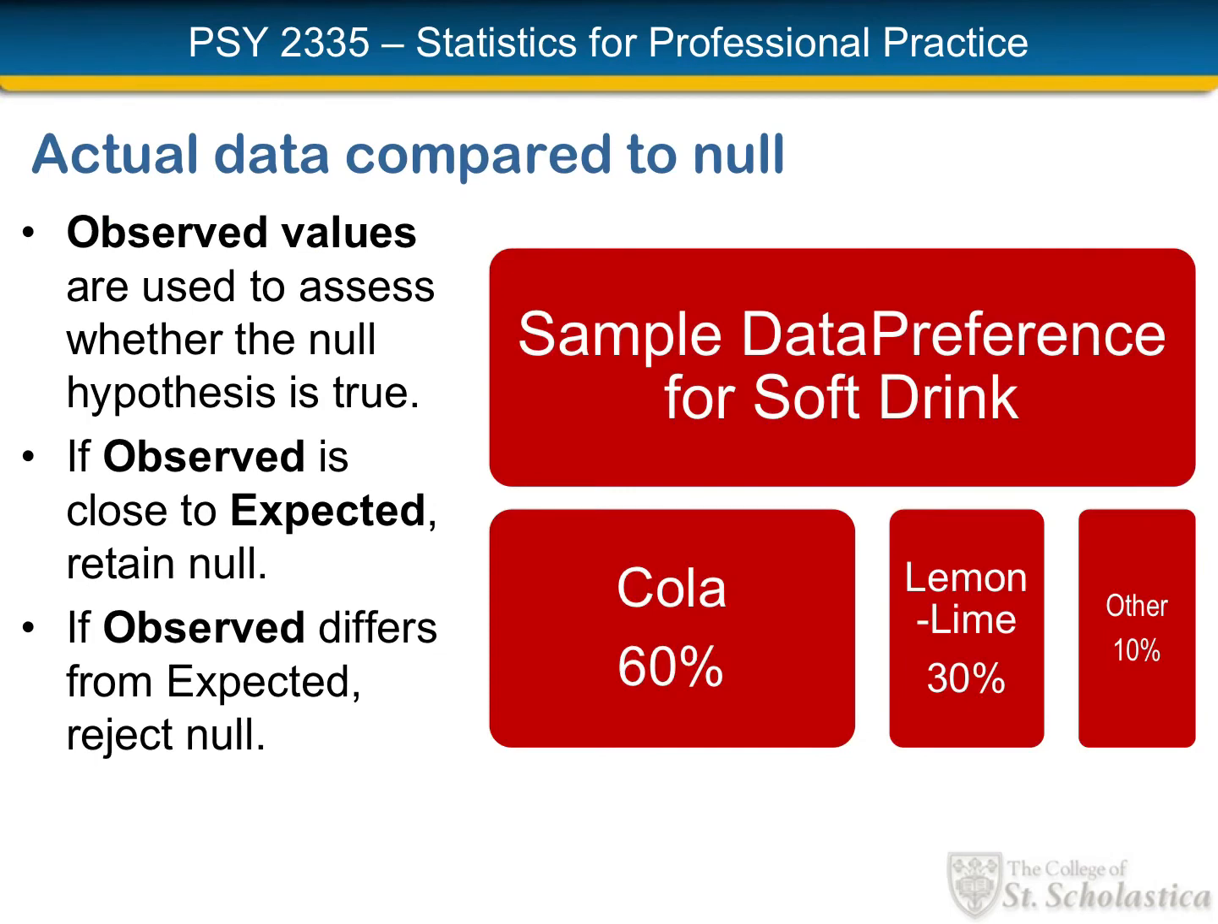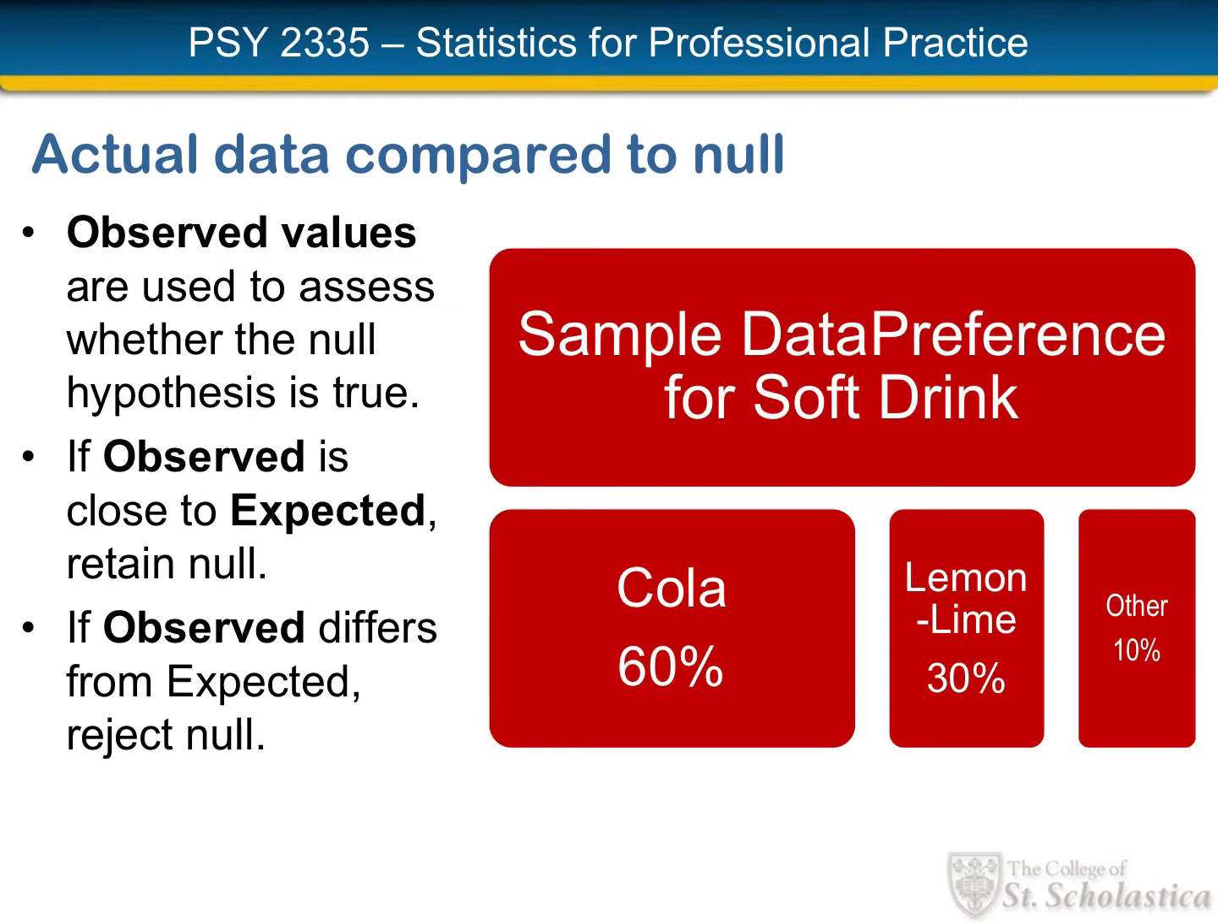So I could go out and get my actual sample. So these are my hypothetical Duluthians. And when I went and got my actual sample, I might find that out of 100 Duluthians, 60 of them, or 60%, liked cola, 30% liked lemon lime, and only 10% liked something else. So you can see that it's the same approximate distribution that the population had, more cola, some lemon lime, and a little bit of everything else, but it is not exactly the same.